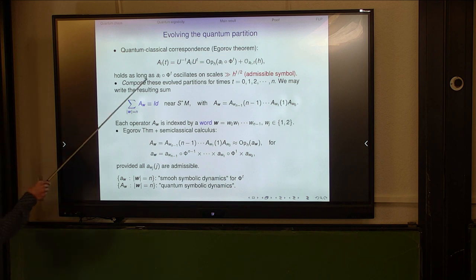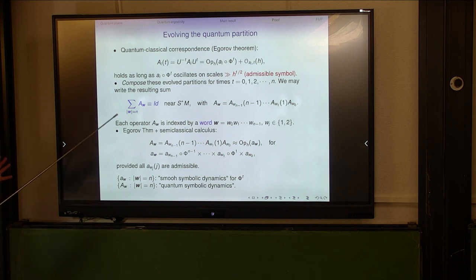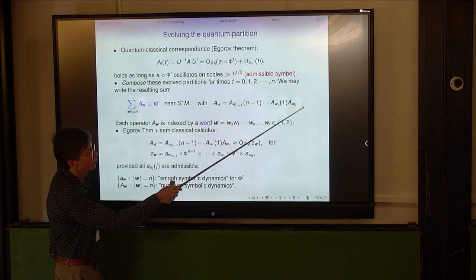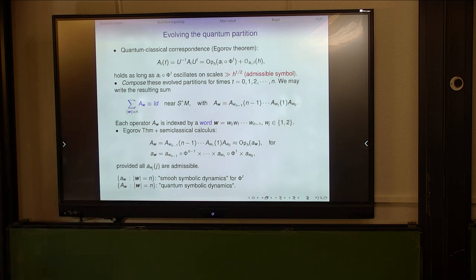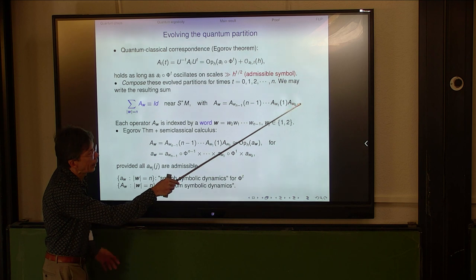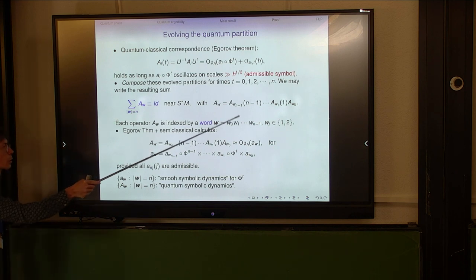When you compose all these equalities from time 0, 1, 2, up to n minus 1, you can represent these compositions in terms of a global sum. When you expand them all, you end up with a sum of operators of this type, with an operator evolved at time 0, at time 1, at time 2, and time n minus 1. This can be labeled by a word, and each letter of this word is equal to one or two. So it's an alphabet on two symbols, which is the easiest possible alphabet you can imagine. We can call them word operators. You have a sum of 2 to the n words of size n, and each word is just a sequence of ones and twos.